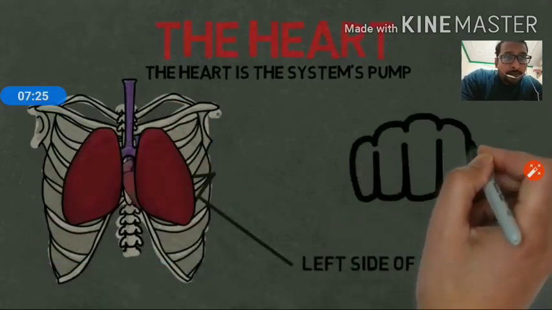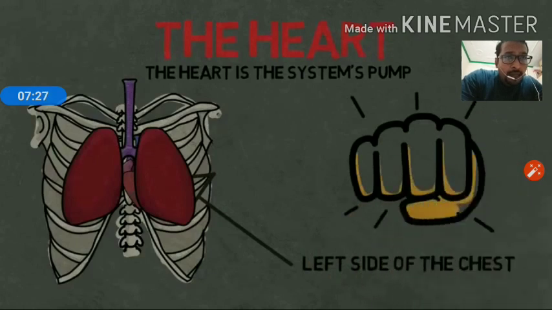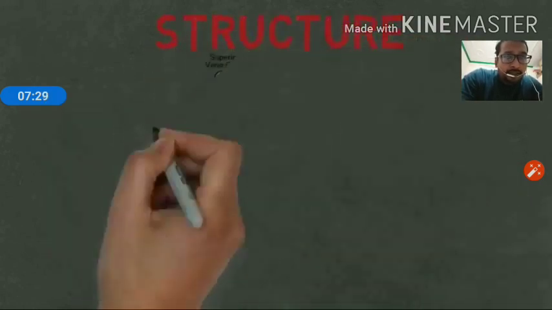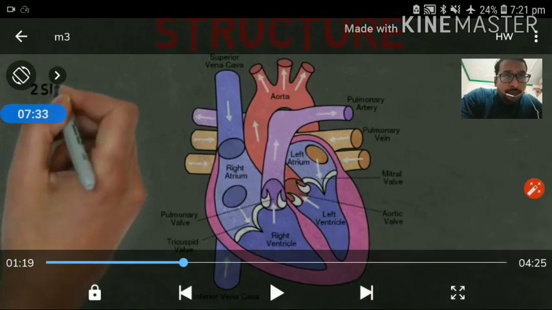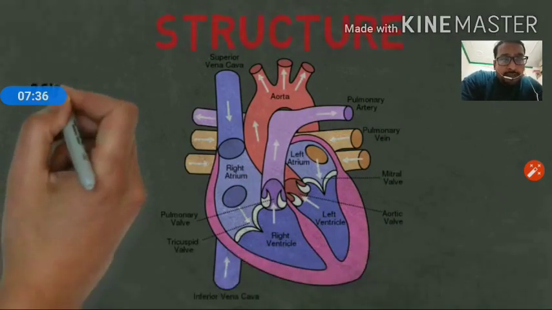As you can see, let's find the structure of the heart and how it works. Here you can see the structure. It has two sides, the left side and the right side, and it has 4 chambers. That's why it is said that our heart has 4 chambers.